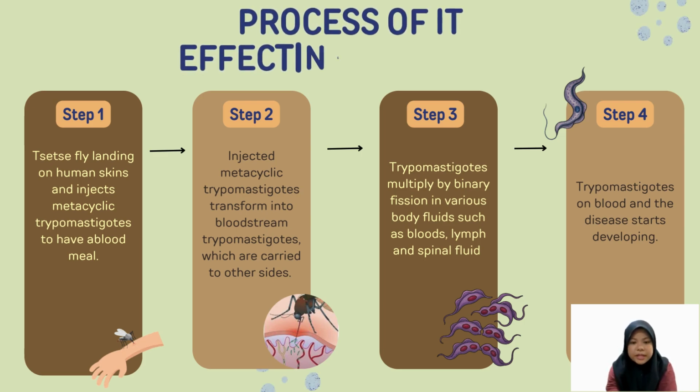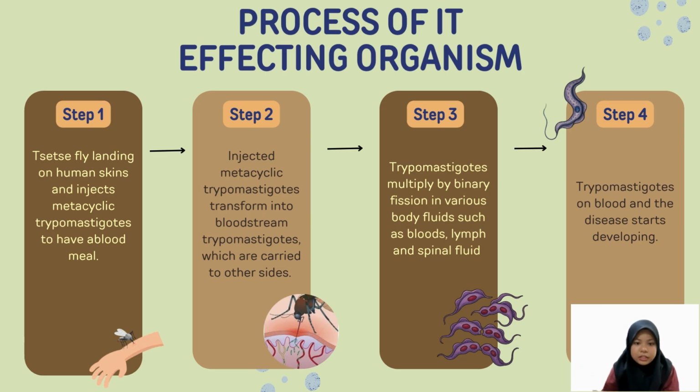Finally, I would like to explain briefly the process of it affecting an organism. Firstly, the tsetse fly will have a blood meal on an individual's exposed skin and inject metacyclic trypomastigotes into the skin. After that, it will transfer into the bloodstream. This is when our chosen microbe, Trypanosoma brucei, will start its task. This will be done by binary fission multiplication in various body fluids, so that it will be spread enough until finally the disease starts developing by giving early symptoms, and if not treated, that individual will be vulnerable to even death.